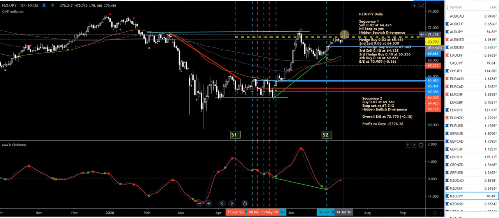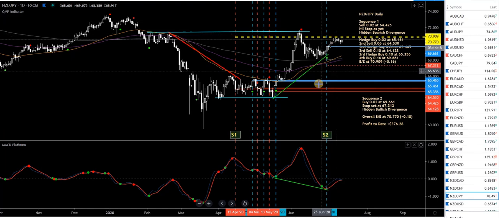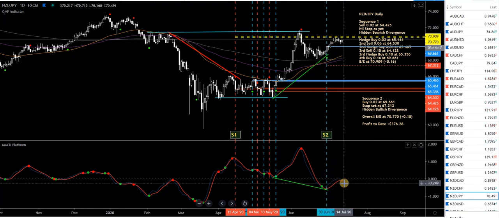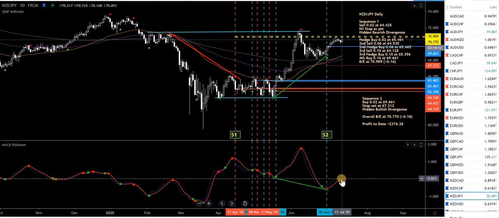The break-even levels for the sequence 1 and overall break-even are up here, so I just need this thing to push up a little bit higher. Looks like the MACD Platinum's starting to stall a bit underneath the zero level.